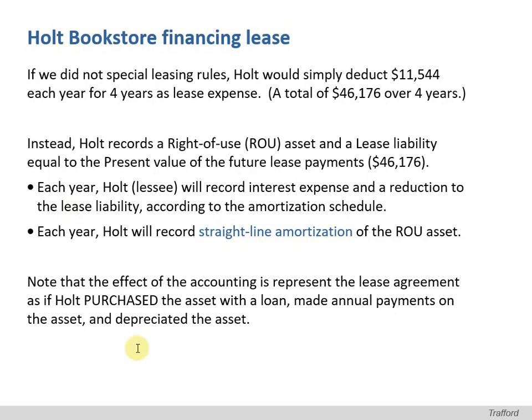Note that basically what we're seeing here is that the effect of this accounting is to reflect the transaction as if Holt had actually purchased the van with a loan and made annual loan payments on that van, and along the way been depreciating the van. So really we're accounting for this transaction as if Holt had purchased the van instead of leased it, and really that reflects the underlying substance of this transaction.